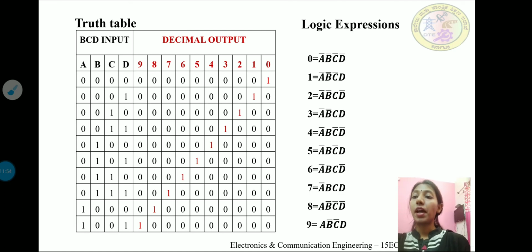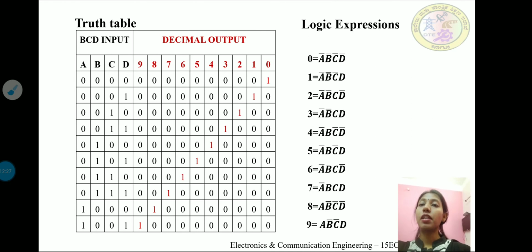When the input applied is 0, 1, 1, 1, then the decimal output line 7 is active and the remaining bits are equal to 0. When the input combination applied is 1, 0, 0, 0, then the decimal output line 8 is active and the remaining bits are equal to 0. When the input applied is 1, 0, 0, 1, D9 is active and the remaining bits are equal to 0. For any non-decimal input number, all the outputs become inactive.